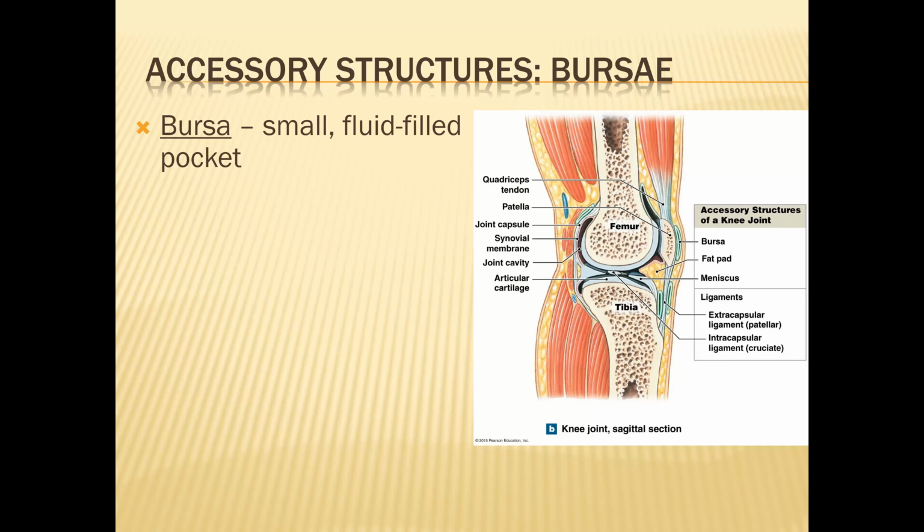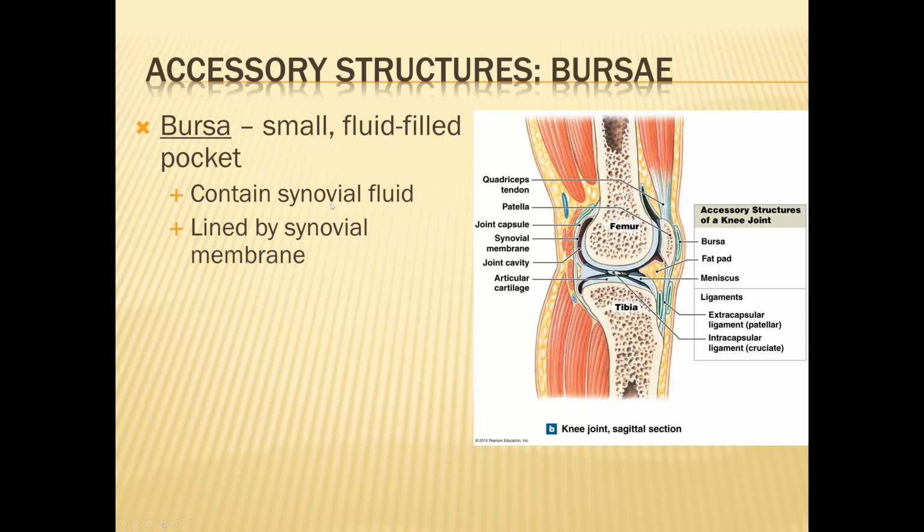Continuing with accessory structures, next we have bursae. Again, bursae is plural, bursa is singular. A bursa is a small fluid-filled pocket. This is a small pocket of synovial fluid that is lined by a synovial membrane, and it's shown here in this image by these little flat green areas. So that's a bursa. These are some more bursae down here.